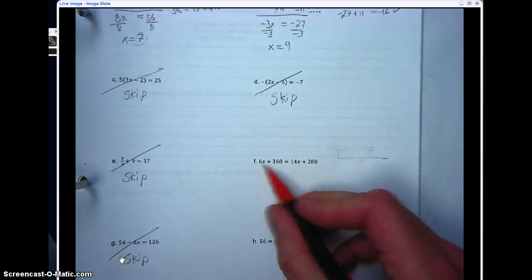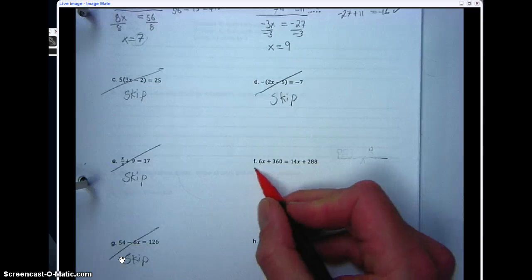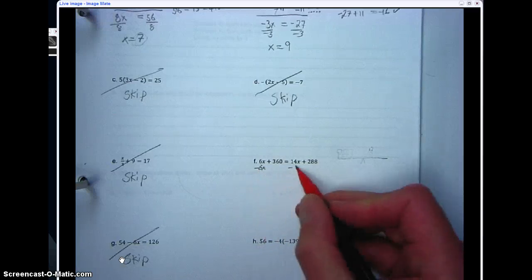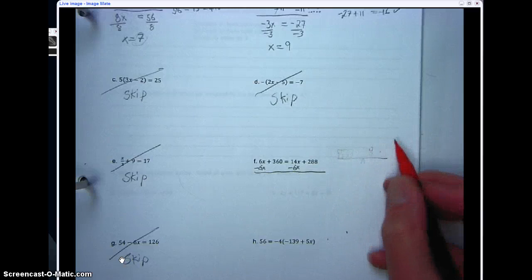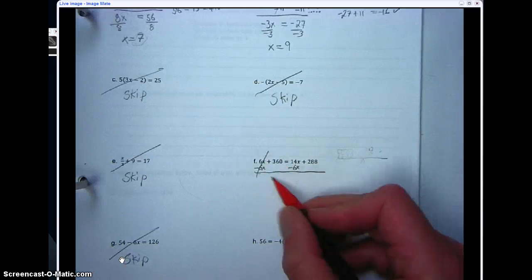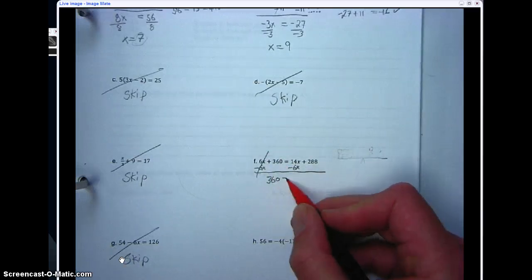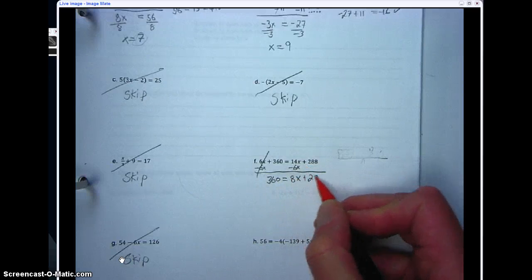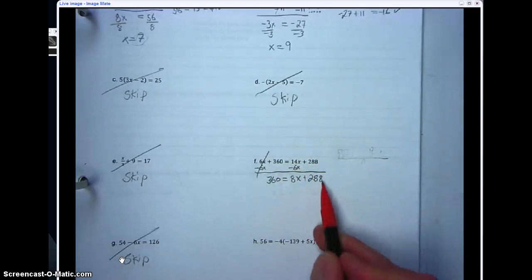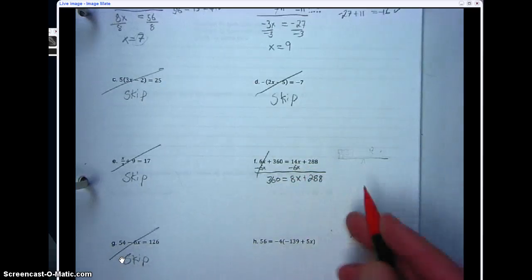If I have 6 crates here and 14 crates there, wouldn't I just take 6 of them away from both sides? Couldn't I just do that rather than draw it? Well, that's what you're doing. You're going to be left with 360 rocks. 14x minus 6x is 8x plus 288. And again, I don't want to draw this. This is 288. That's a huge number.